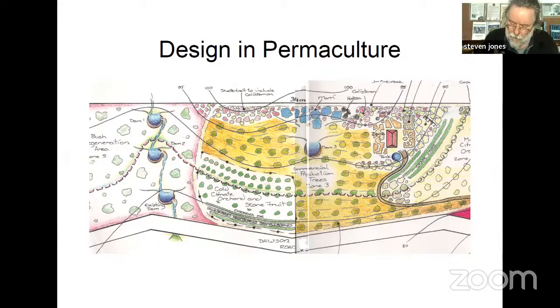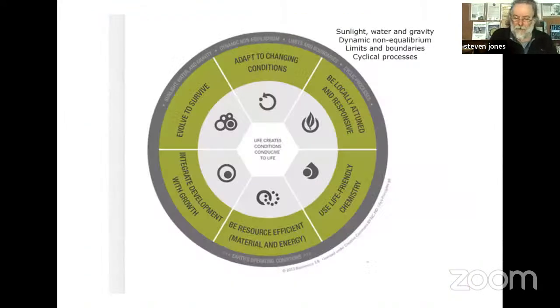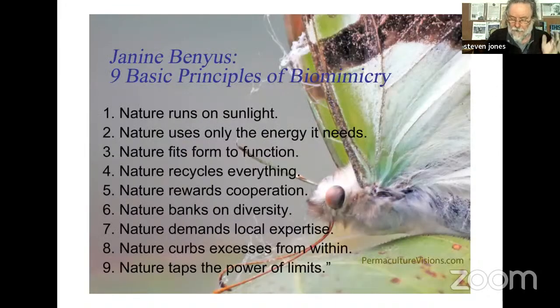Within our design, we're designing to fulfill a range of different functions. We've created the gardens to support the house. We've got the wider ecosystem for farming. We've got the water treatment, and so on and so forth. It's this process of making our own dreams come true. Dreams that run on sunlight, only use the energy that is needed, that fit form to function, recycle everything, reward cooperation, bank on diversity, speak of local expertise, and are self-regulating and tap the power of limits. That's where we're going.